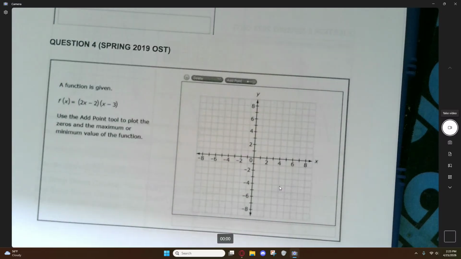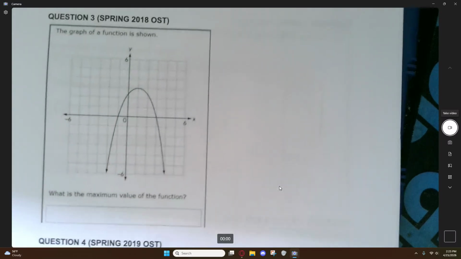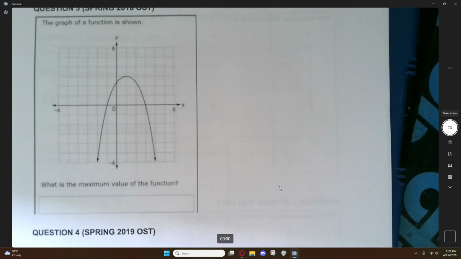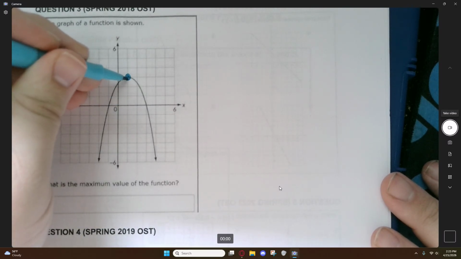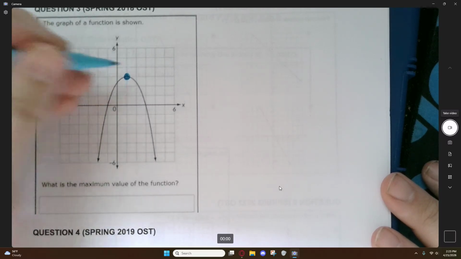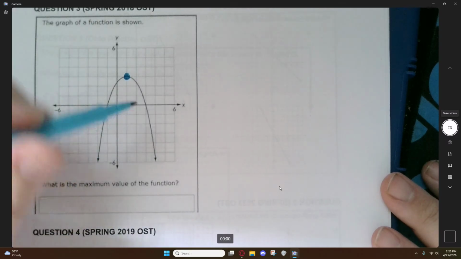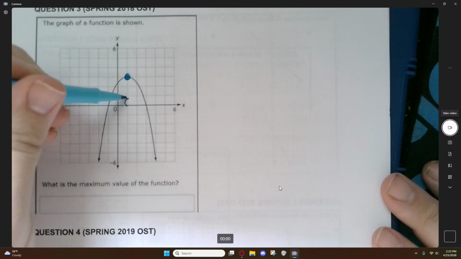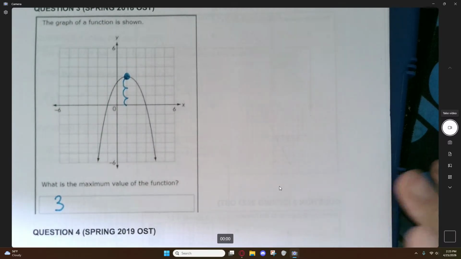All right. Question 3. The graph of a function is shown. What is the maximum value of the function? Again, we're just going to put the maximum as the highest point. And remember, the maximum, you always write the y value unless it specifies otherwise. So the maximum is at 1, 2, 3. So it is 3.